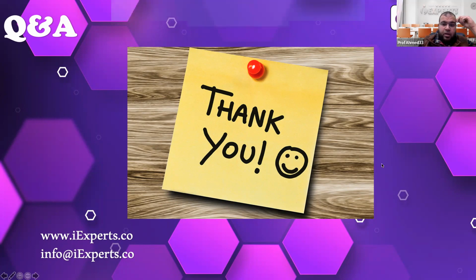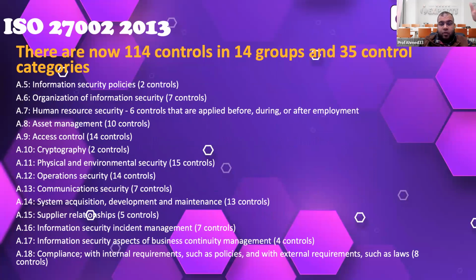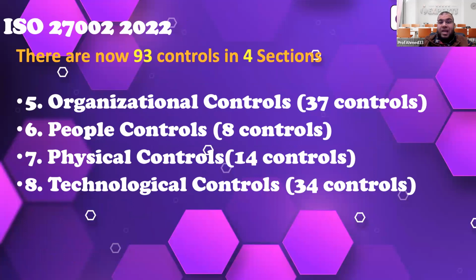Ahmed, if at the end we can make a brief on the changes, yes, we can. It was 114 controls in 14 sections. It became 93 controls in 4 sections. Many changes in the controls themselves. They are more modern controls related to the current type of IT services that we have, outsourced services, cloud services, and the situations that we faced worldwide, like the pandemic and what happened in COVID-19. So this is a summary.